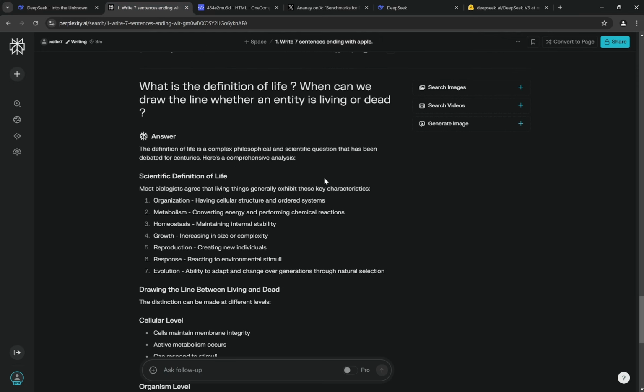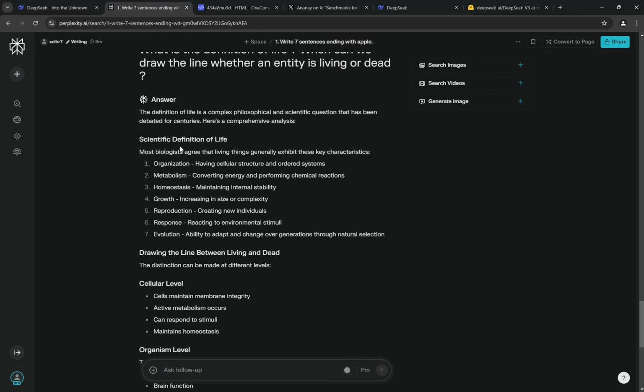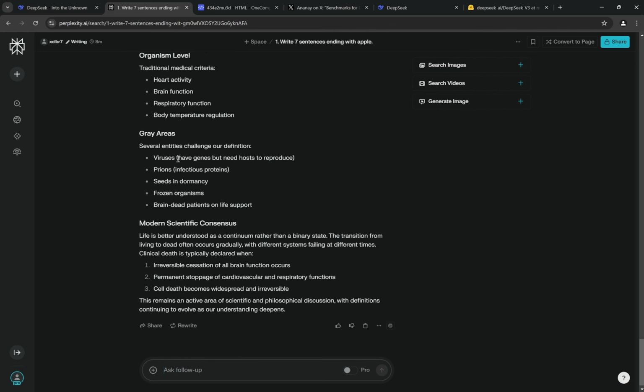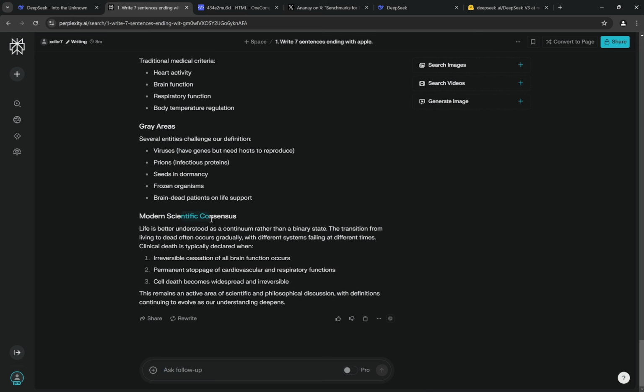And this is the same for Claude as well. It gives us the scientific definition of life, cellular level, organism level, gray areas. You can see virus, seeds in dormancy, frozen organisms. And then it gives irreversible permanent stoppage of cardiovascular and respiratory functions. So very scientific in nature.